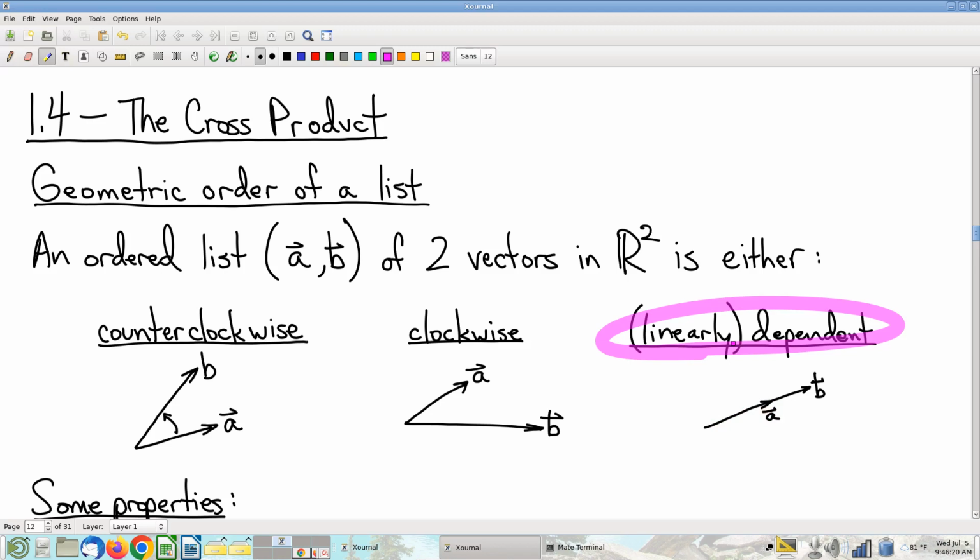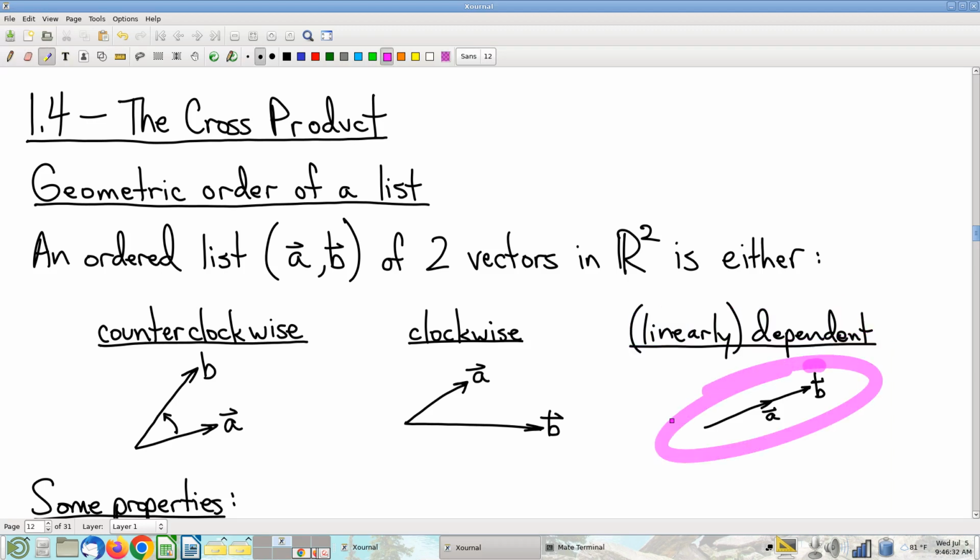I don't know if y'all have seen that term. Yeah, if you haven't, don't worry about it. But linearly dependent in this context, we're going to take as basically meaning it's neither clockwise nor counterclockwise. And generically, it means that one of the vectors is either a multiple of the others or something along those lines. Cool? All right. Okay.